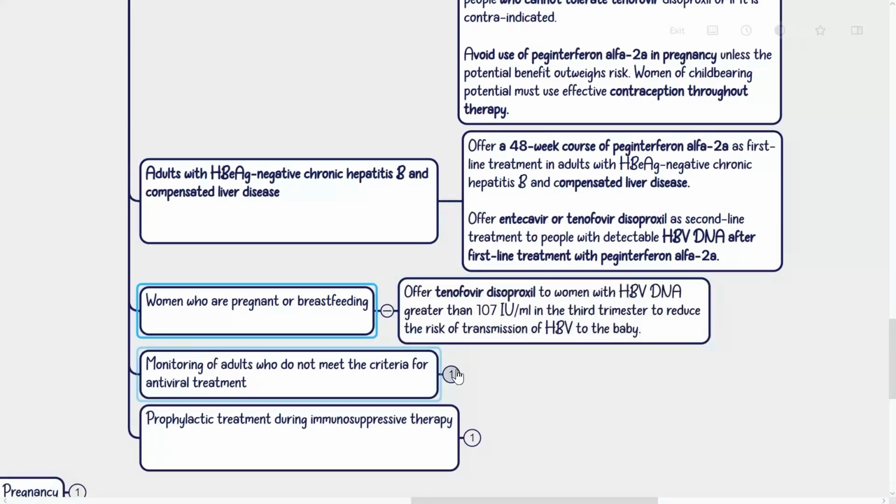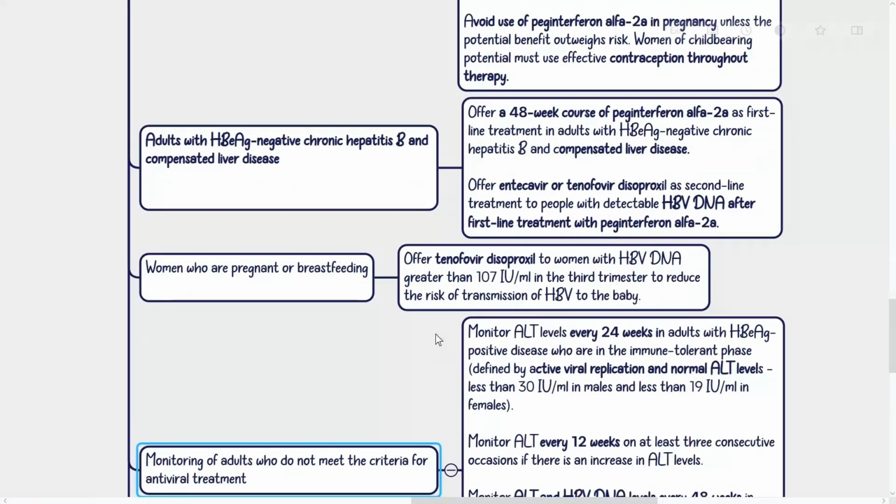Offer tenofovir disoproxil to women with HBV DNA greater than 10^7 in the third trimester to reduce the risk of transmission of HBV to the baby.